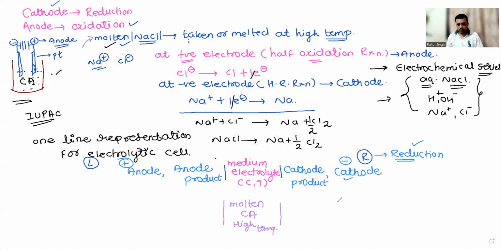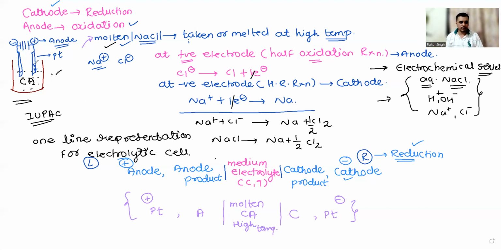Then we move towards the right side. Right side we always give the negative charge. And what electrode have we used over here? That was a platinum electrode. And the product we got on the cathode side was C. Then we have over here the platinum electrode, positive charge, and we got A over here. So this is the easiest part that we can do, right?